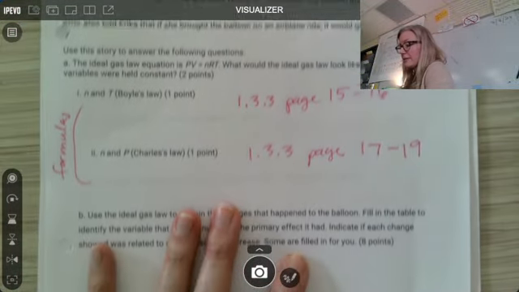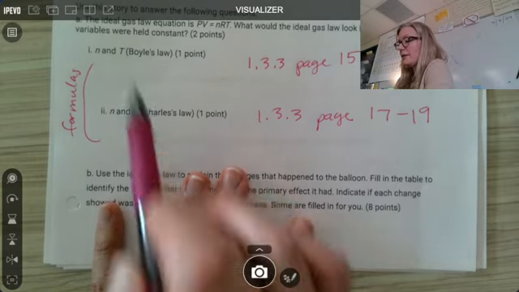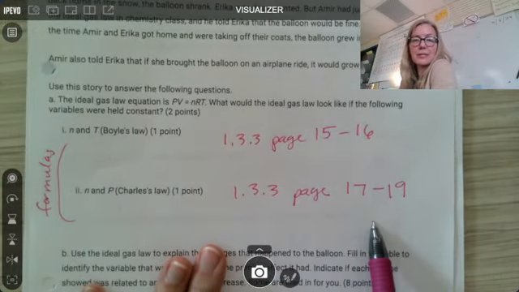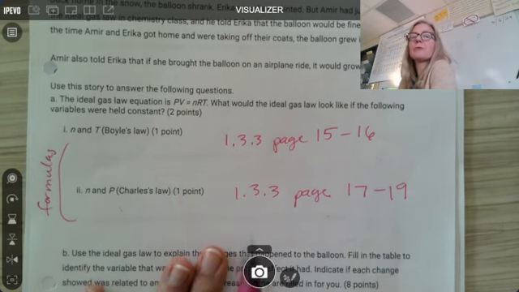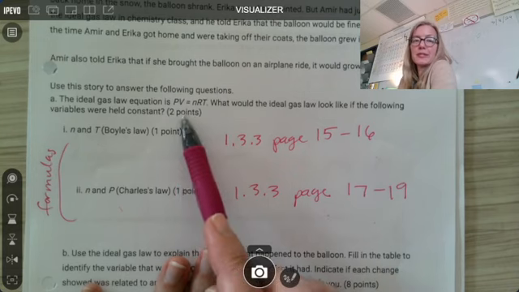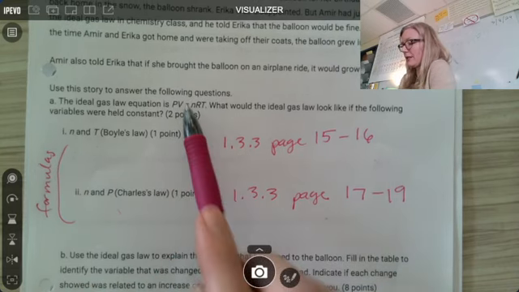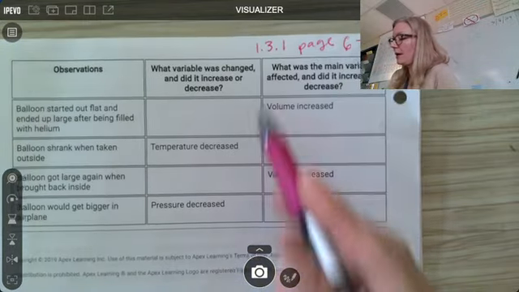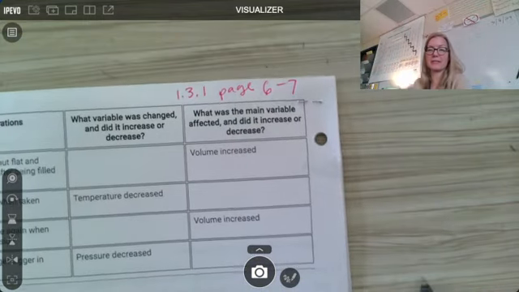All right, question 6. These are on 1.3.3, page 15 and 16, and 1.3.3, page 17 to 19. They're looking for formulas, okay? So these should be formulas, like with variables and an equal sign, kind of like the ideal gas law formula. And then for the last one, this is on 1.3.1, page 6 and 7.